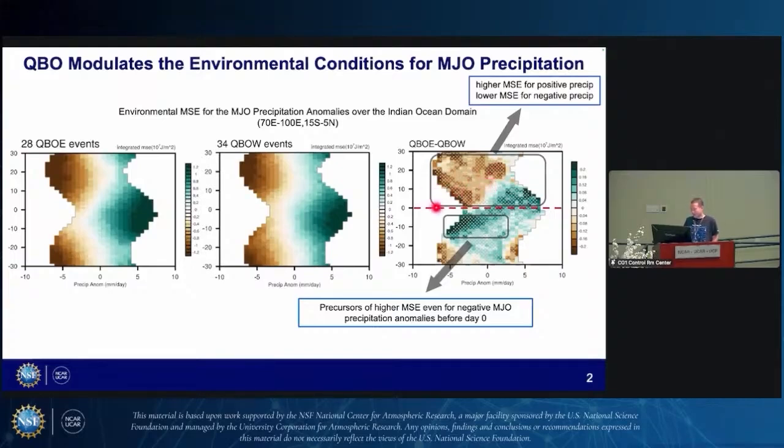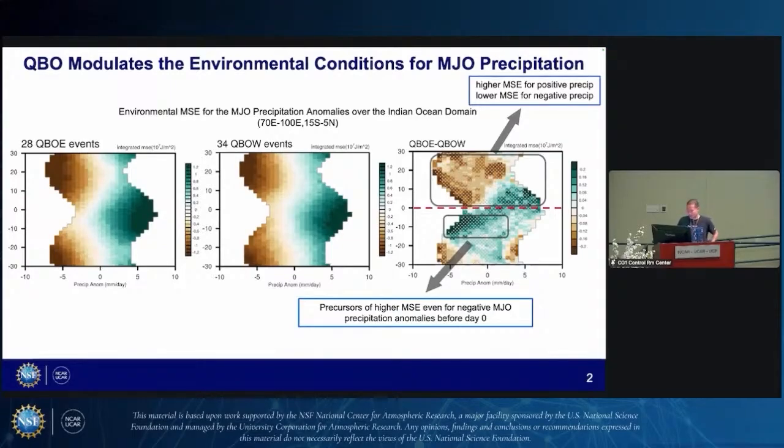And other than that, before day 0, from roughly day -5 to -15, you will see a very interesting precursor of higher MSE, even for the negative MJO precipitation anomalies before day 0. So remember, the MJO convection is a dipole mode. To the east of the MJO active convection is a suppressed convection phase, at the front of the MJO active convection. If you somehow get higher MSE to the front of the MJO active convection, then in the following days, when the MJO active convection moves there, it obviously gets stronger and more mature.